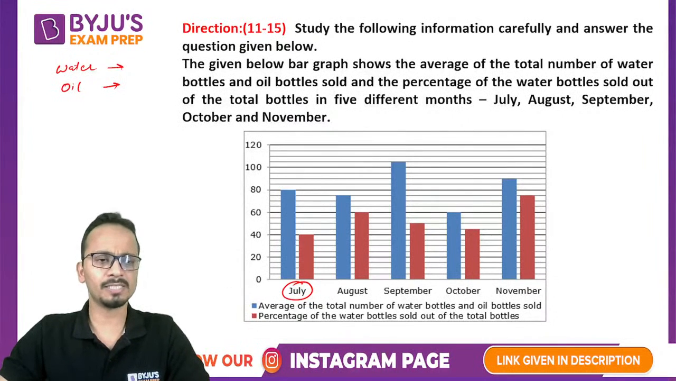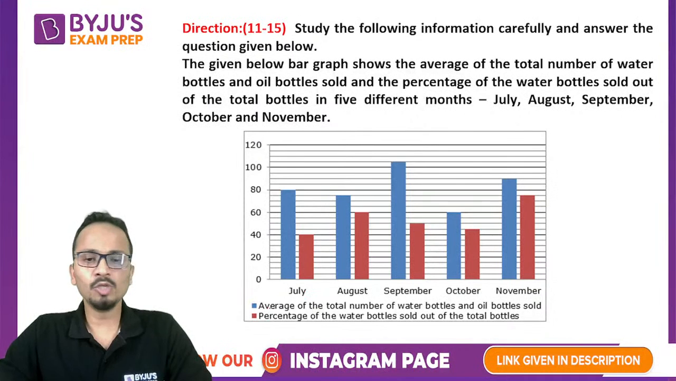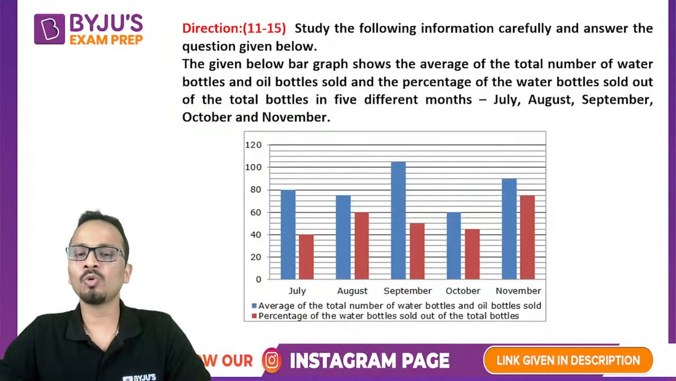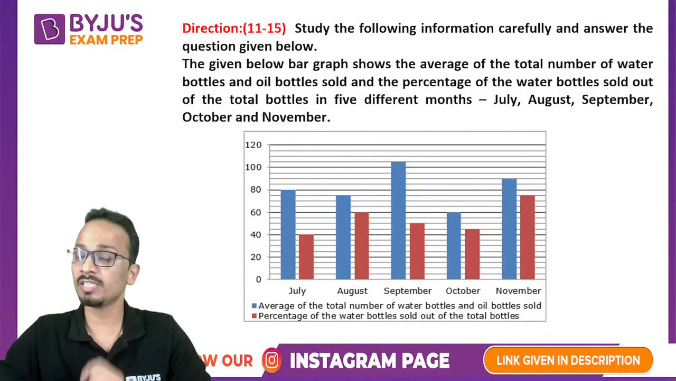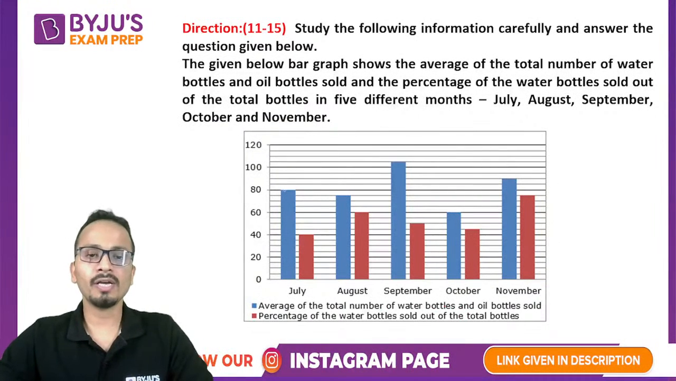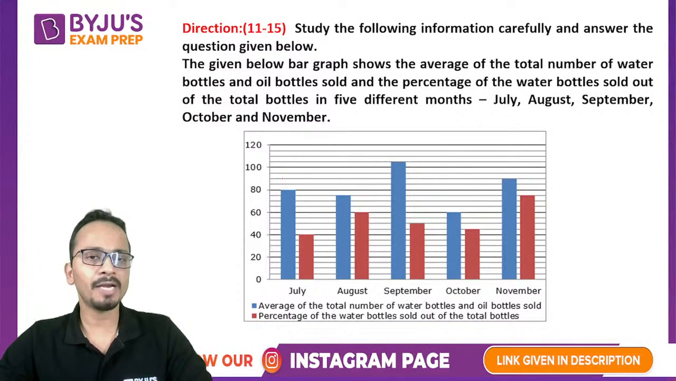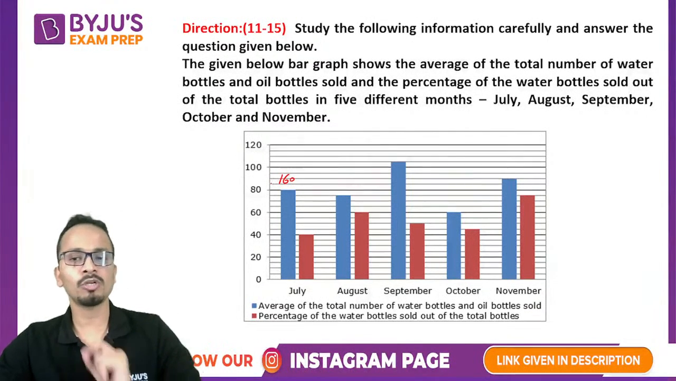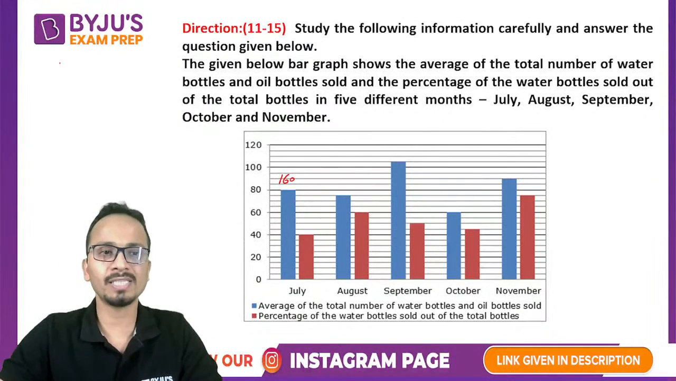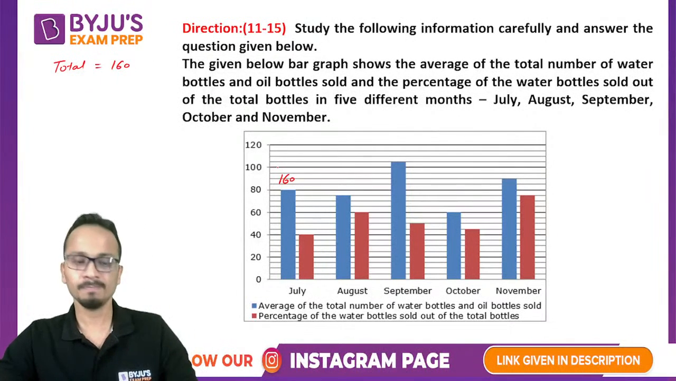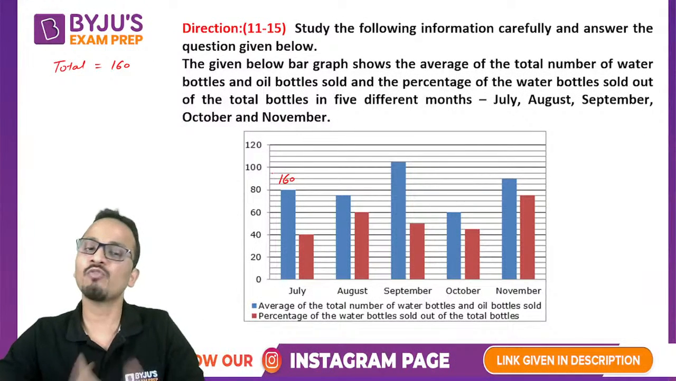Okay, so let's look at this data. First of all, the blue bar is the average of the total number of water bottles and oil bottles sold. In the month of July, the average is given as 80 for two things. So the sum will be 80 multiplied by 2, that is 160. So in the month of July, total bottles sold is 160. It is not 80. This is a basic mistake that we may commit.